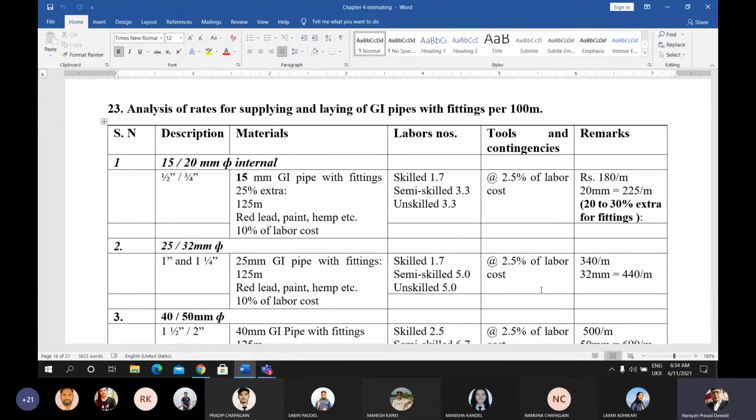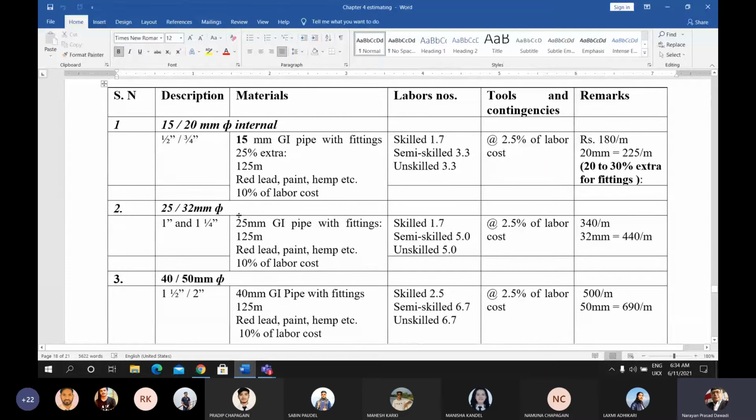If you are asked in the exam to do the rate analysis for supplying and laying of 32 mm diameter pipe, then instead of 25 mm diameter here, put the diameter of 32 mm, and the length of the pipe will be 125 meter, and that 125 is multiplied by 440 per meter. If you use 32 mm diameter, the rate will be 440 per meter. Okay, in this way you can do the rate analysis by yourself in the tabular format.